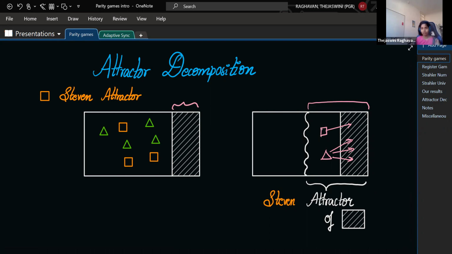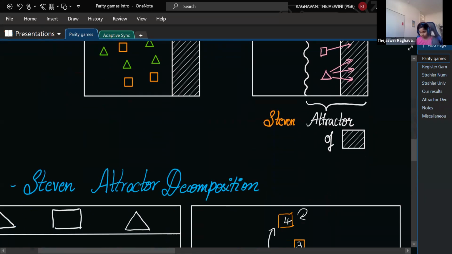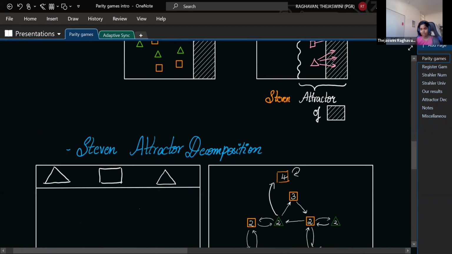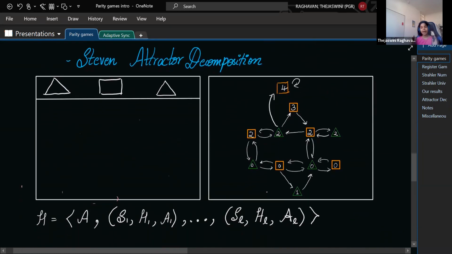I'm sure attractors are natural and easy to understand, but what we want is something slightly more, and this is what we will call an attractor decomposition. I will define a Steven attractor decomposition, but the Audrey attractor decomposition is similar, so I will stop there. This attractor decomposition is parameterized by the top priority, so I'll say d Steven attractor decomposition. For this example graph, it will be a 4 Steven attractor decomposition, because 4 is the highest priority in that game graph. So what is it supposed to achieve?